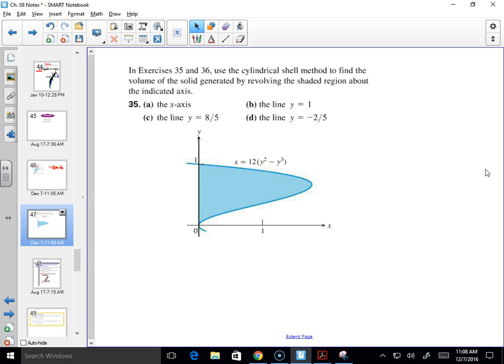We are taking this defined like that, revolving it about the x-axis. Now, if we were revolving it about the x-axis and it was discs or washers, wouldn't we have to have dx? Why don't we want to use dx? Yeah. So, good thing we're using shells instead. Shells, we're going to have a parallel representative rectangle, right, or slice.